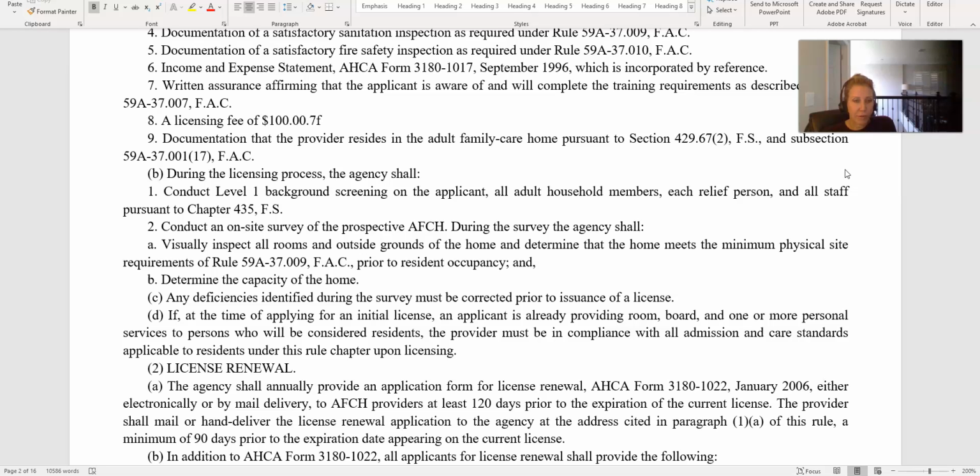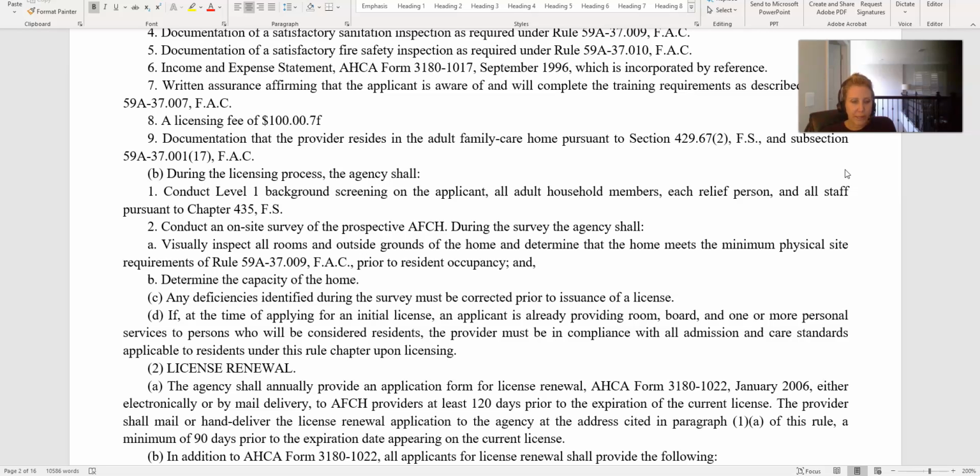During the licensing process, the agency shall, number 1, conduct a Level 1 background screening on the applicant, all adult household members, each relief person, and all staff. Number 2, conduct an on-site survey of the prospective AFCH, and during the survey, the agency shall, A, visibly inspect all rooms and outside grounds of the home and determine that the home meets the minimum physical site requirements, which we'll get into a little bit later, and prior to resident occupancy, determine the capacity of the home.